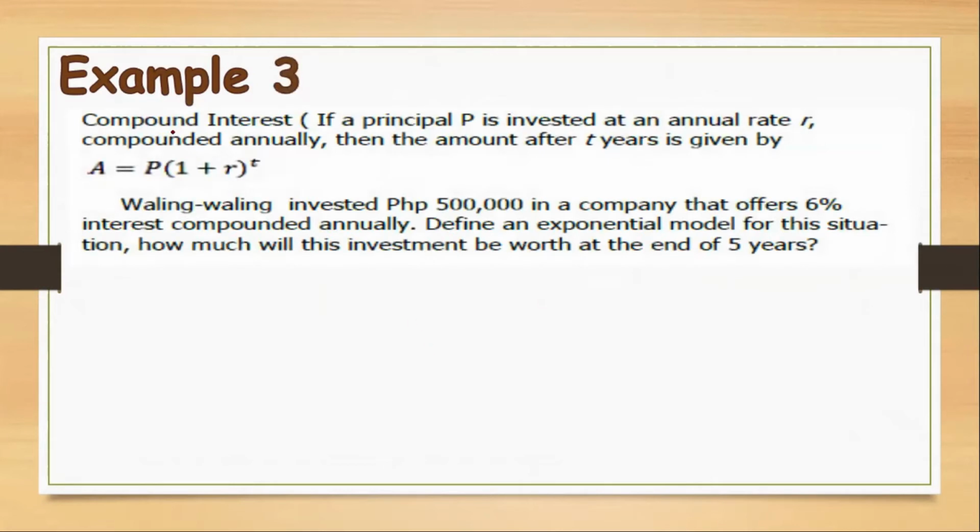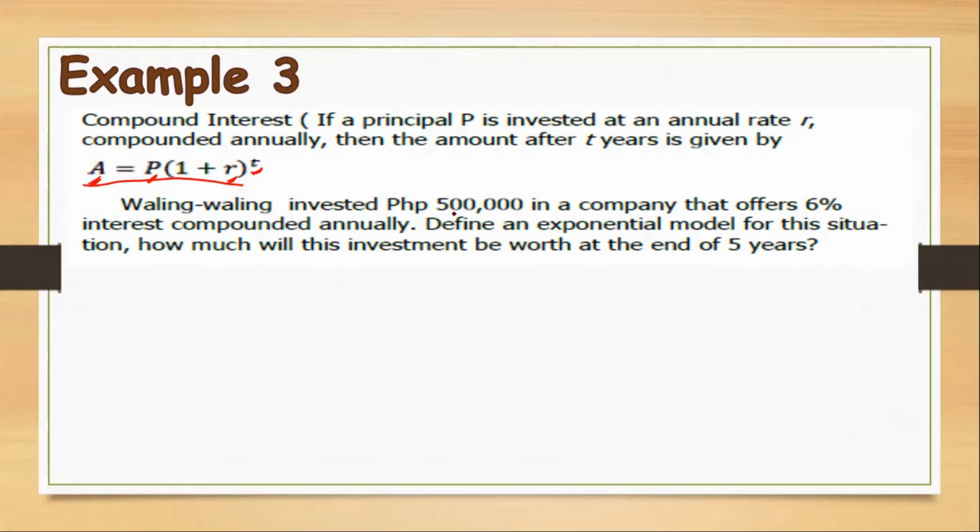Let's continue. The compound interest is given in this equation. A is equal to P multiplied by (1 plus R) raised to T. T here is the number of years, or the time. R represents the rate. P represents the principal amount. And A represents the future value, or the money that you will have after investing in compound interest.